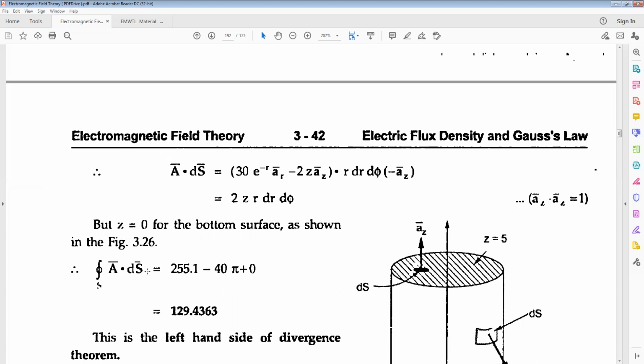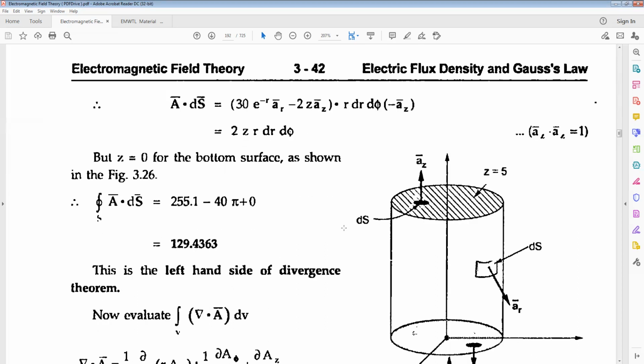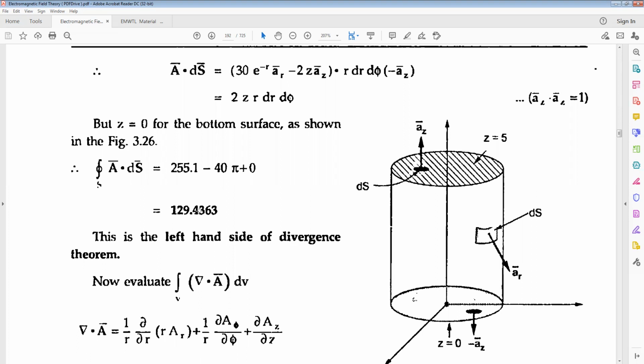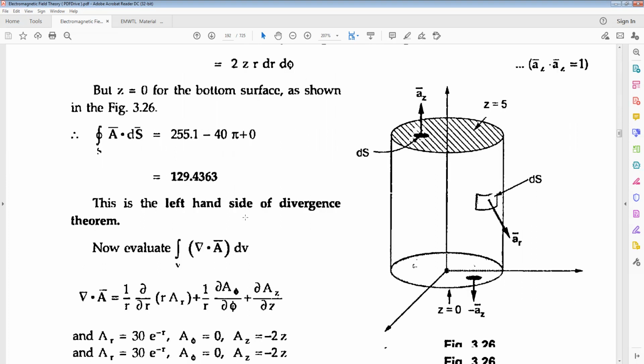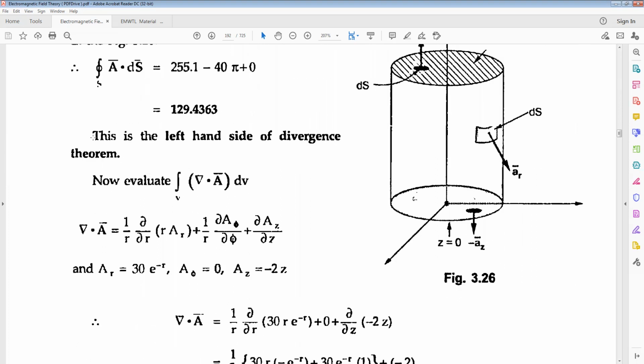So Z is equal to 0, the term for the bottom surface is 0. So the integral of A bar dot ds bar is equal to 255.1 minus 40 pi. So 45 pi for the top, and this is the side, and the bottom is 0. So totally 129.4363 we got. And now evaluate A bar dot ds bar as the volume integral.